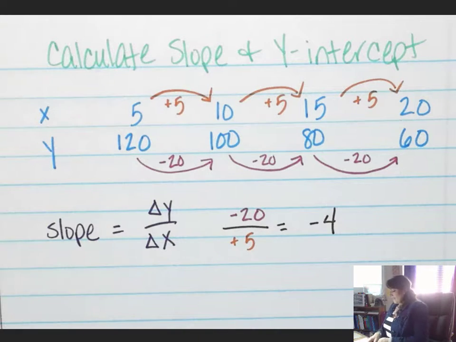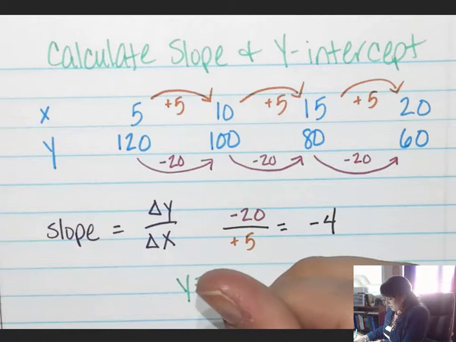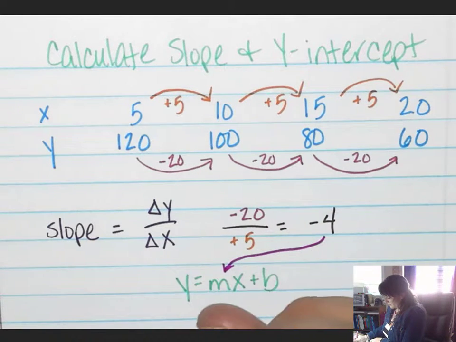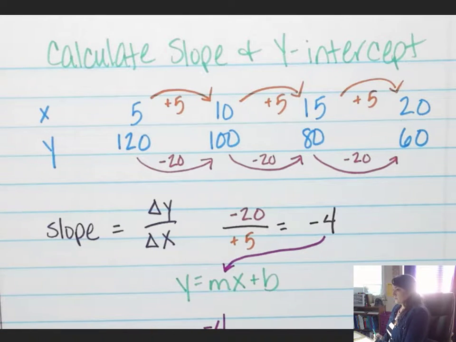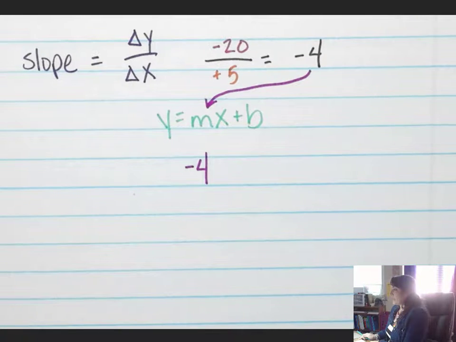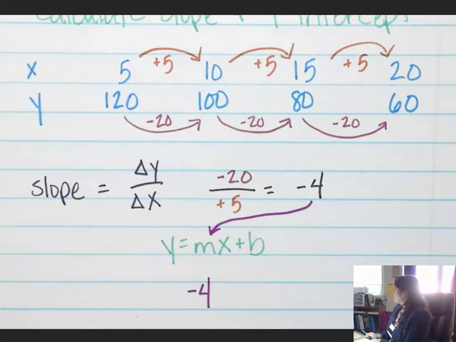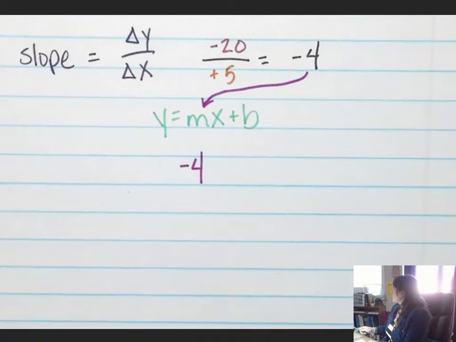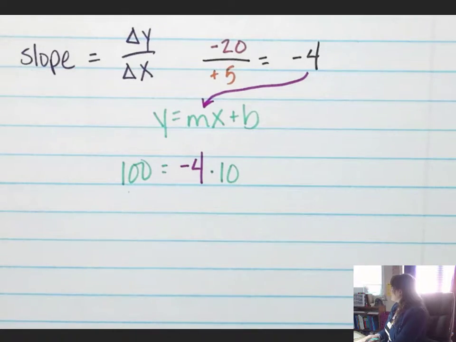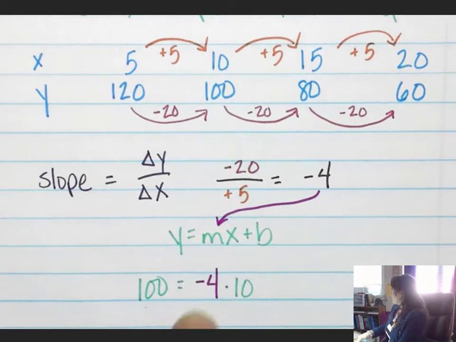Now, if I needed to find B, which is my y-intercept, I have the form y equals mx plus b. Negative 4 is m. So that I can take and put in the m spot. Now, I need to pick an x and a y from the table. Which x and y would you like to use? 10 and 100? Okay. So where x is, I'm going to put 10. And where y is, I'm going to put 100. Because my table up here, x is 10, y is 100.